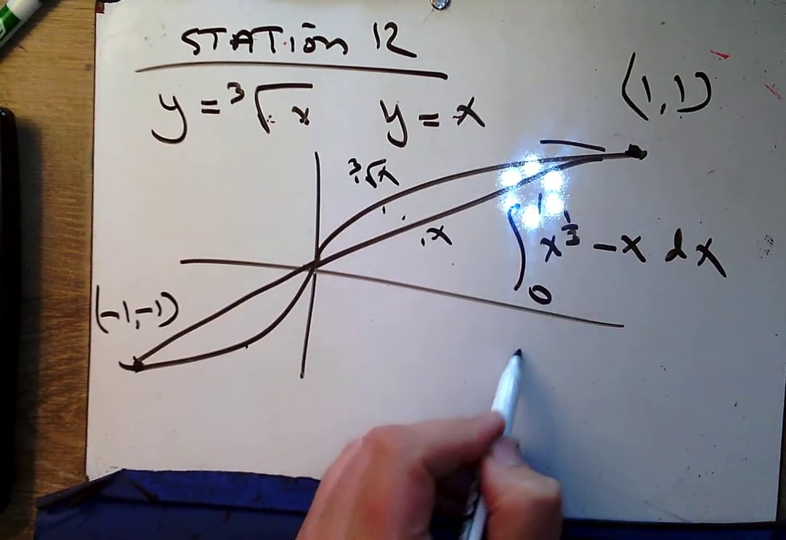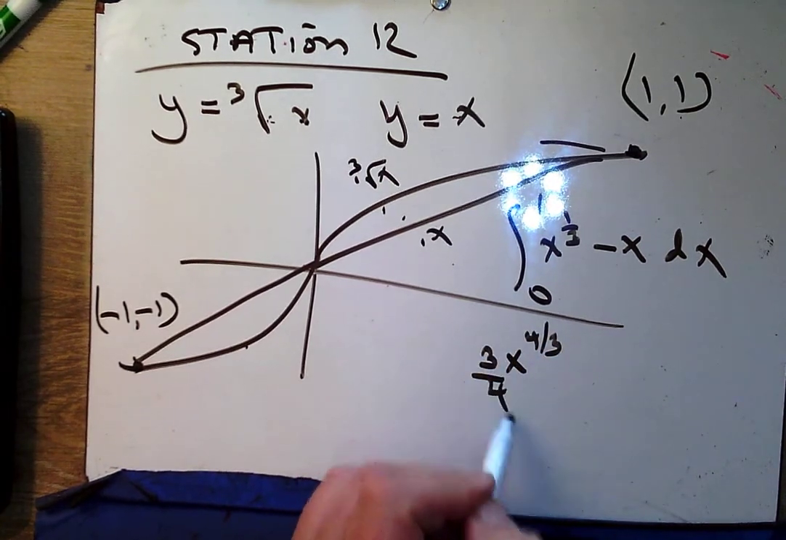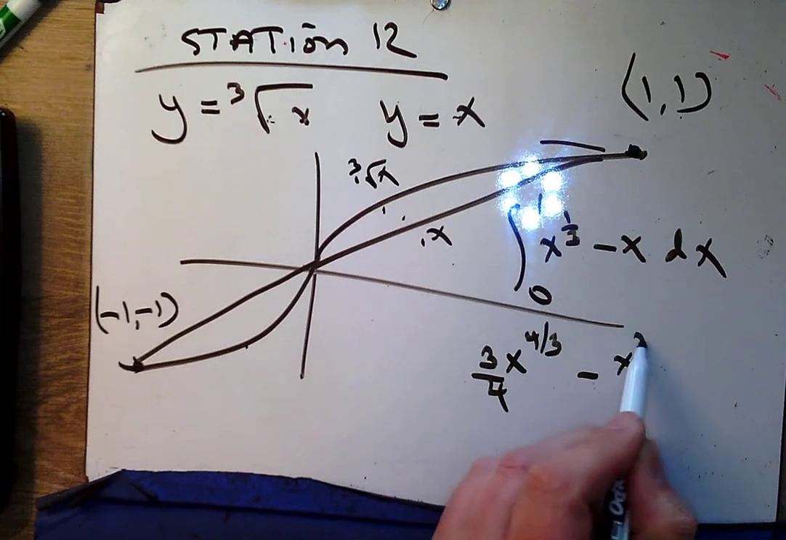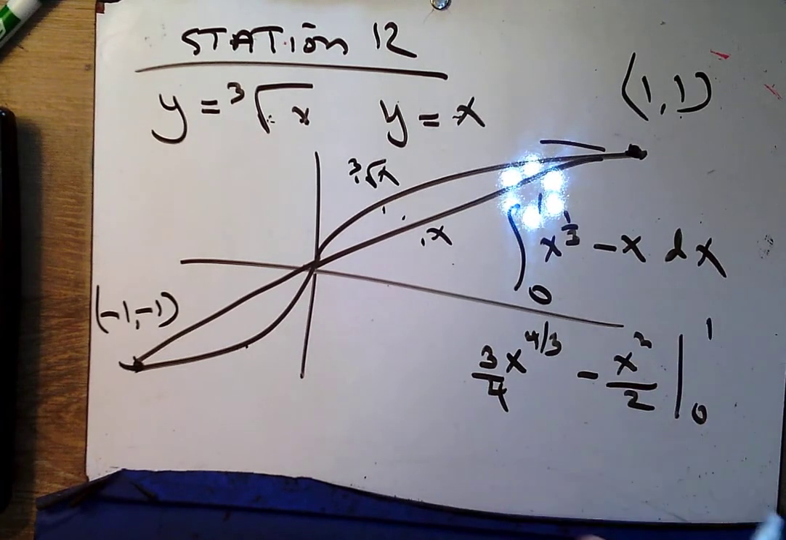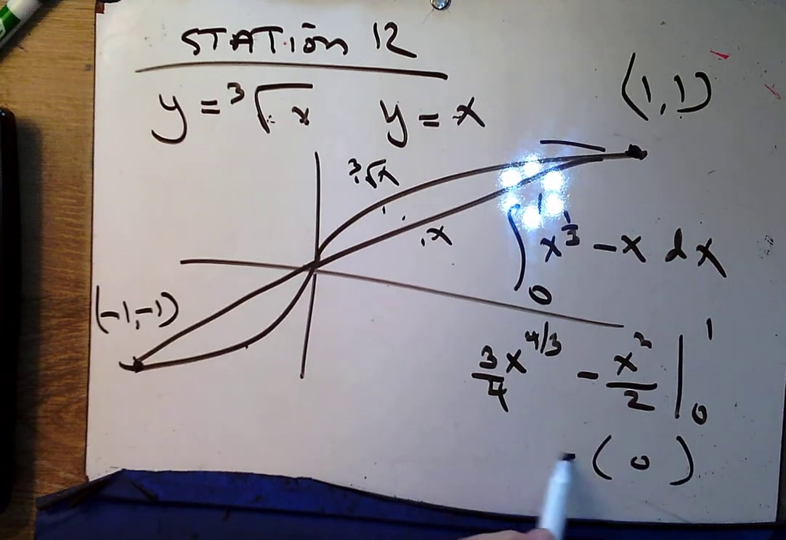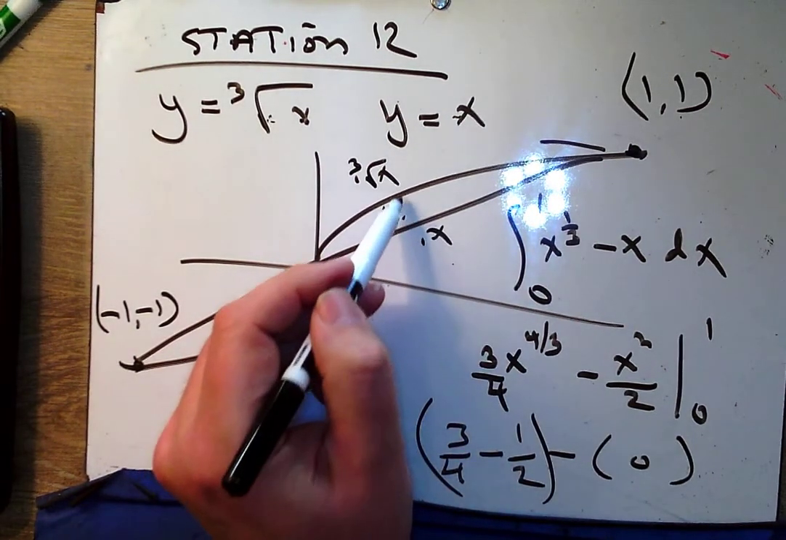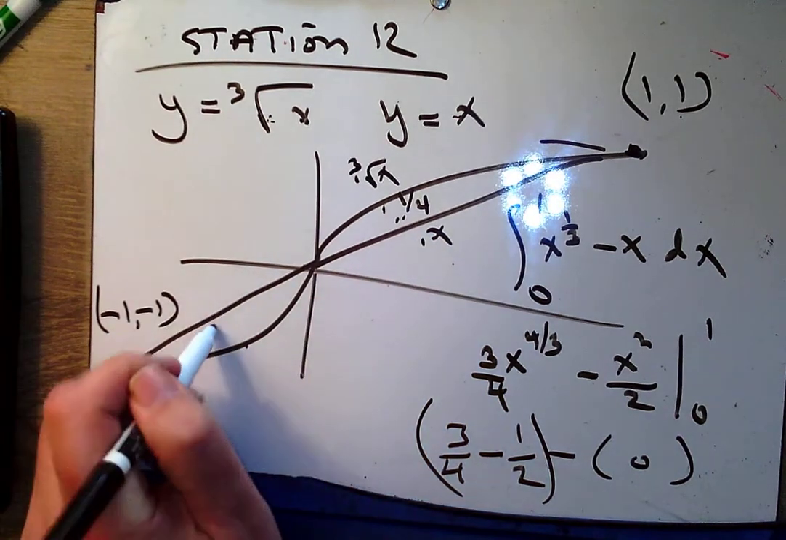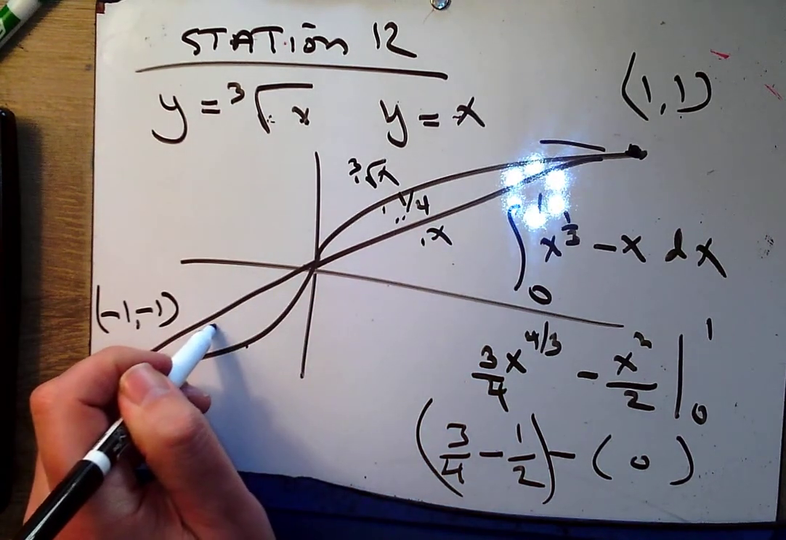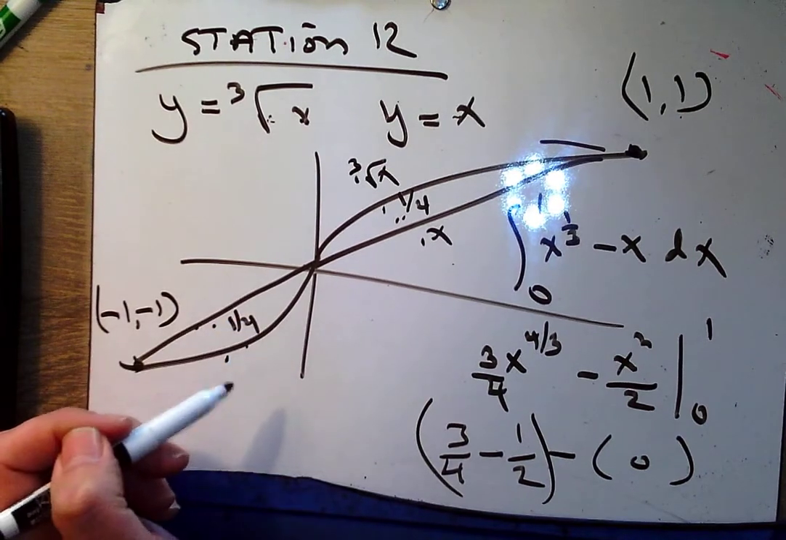Okay, it's going to be x to the 4/3 with a 3/4 in front. This is x squared over 2 from 0 to 1. Plugging in 0 doesn't get me anything here. Plugging in a 1, 3/4 minus 1/2. So this area is 1/4. And this area, top minus bottom, will also be 1/4.